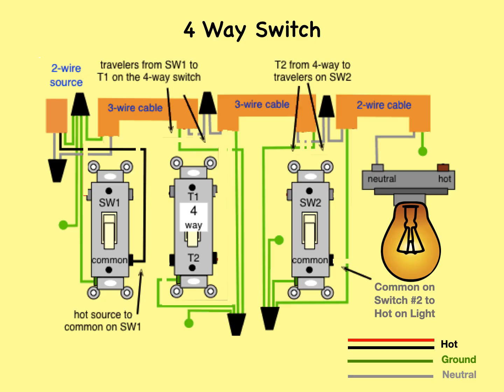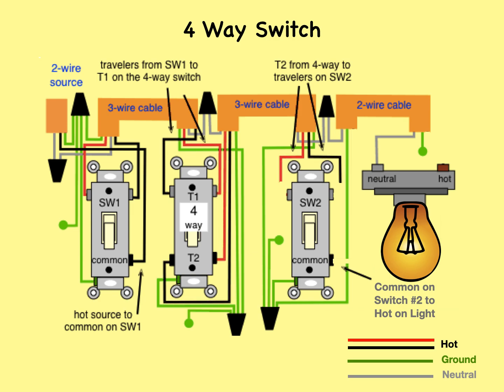The black and red wires running between the boxes are connected to the travelers of each switch. The common terminal on the three-way switch at the end of the circuit connects the black wire running to the hot terminal of the light.